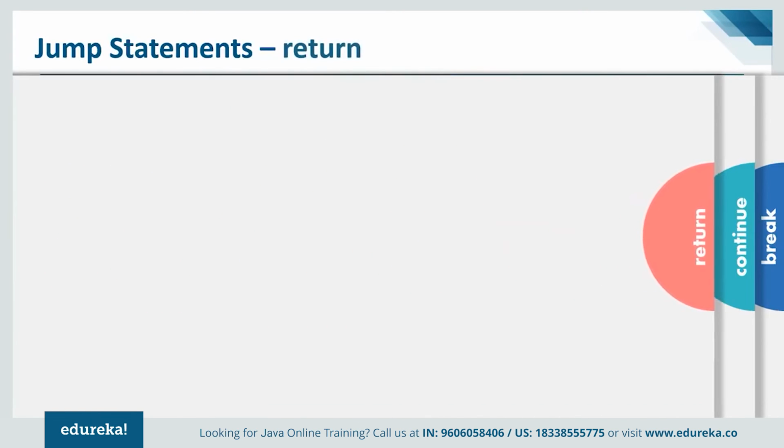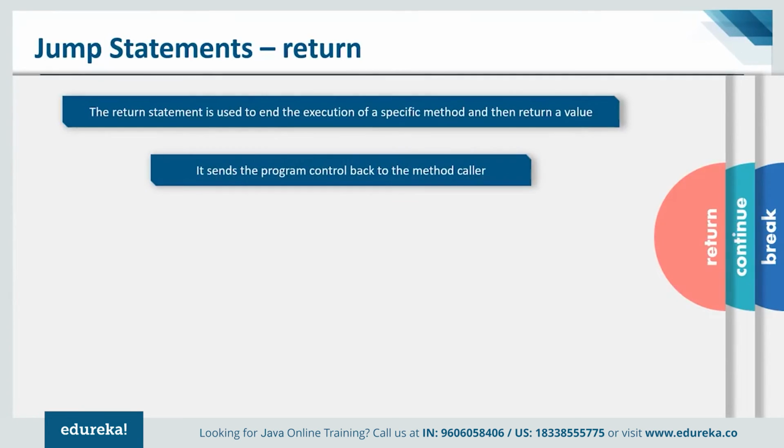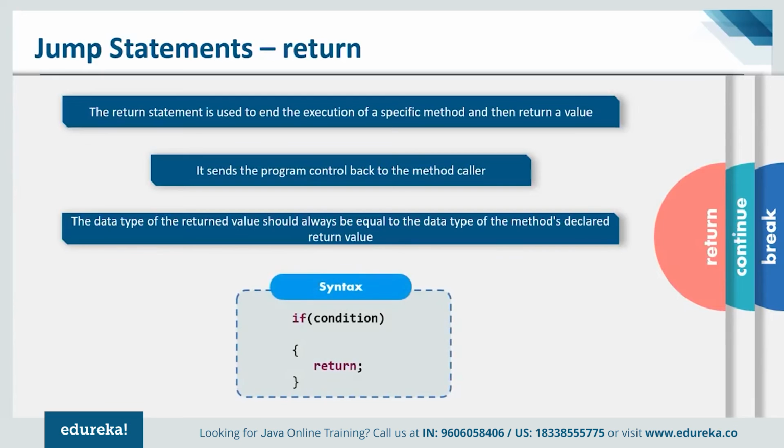Then we have a return statement, guys. The return statement is majorly used when you are going to return a value from the method. It's basically the acknowledgement of a method, and it sends the program control back to the method caller. Moving ahead, the data type of the return value should always be equal to the data type declared in the method. So if there is a void hello, void means return nothing. If there is int add number, you must return an integer number, right? So that is what we are trying to understand.